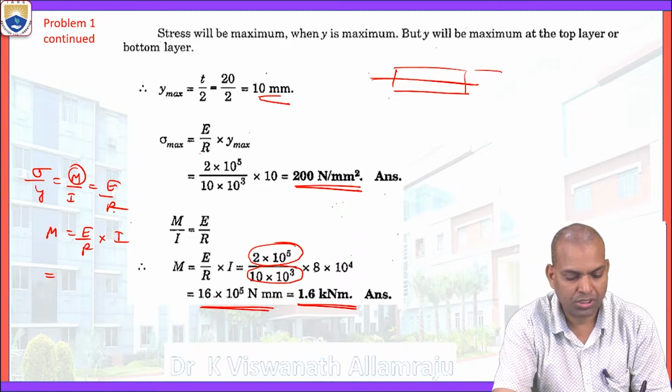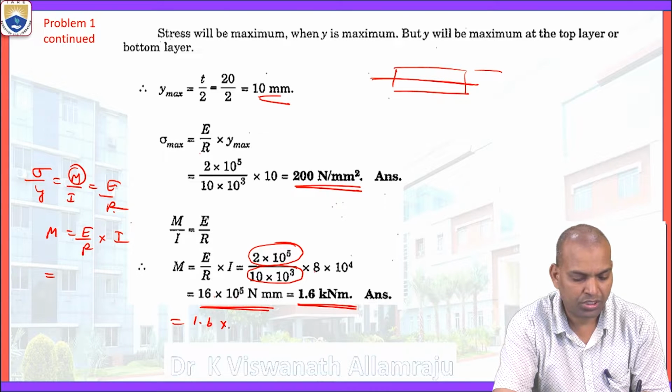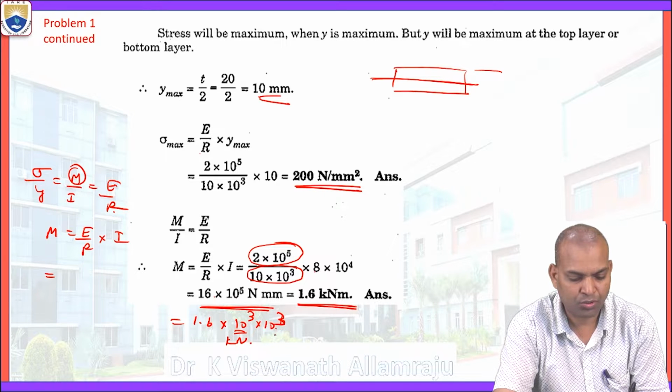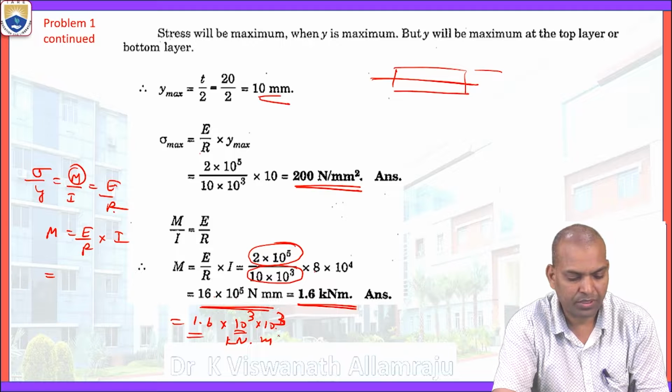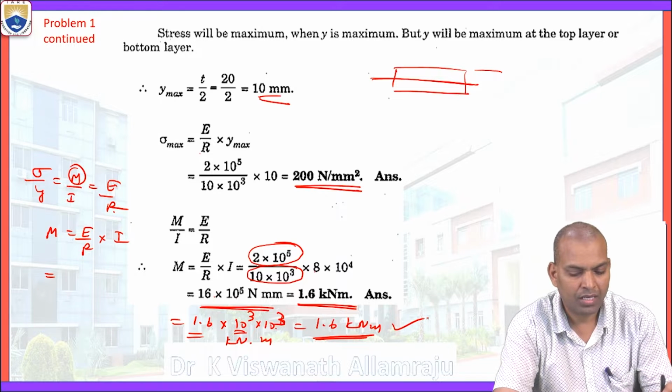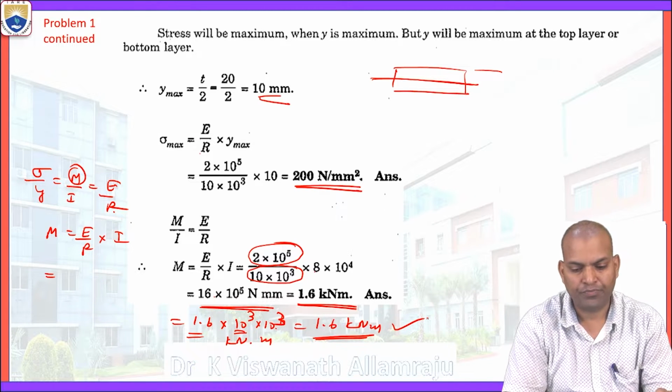1.6 kilo. This is 16 into 10 power 5 Newton millimeter. This is 1.6 into 10 cube into 10 cube. This is kilo newtons, and it is 10 cube. Millimeters converted into meters: 10 cube millimeters, 1000 millimeter equal to 1 meter. That's why it becomes 1.6 kilo Newton meter. This is the bending moment value.